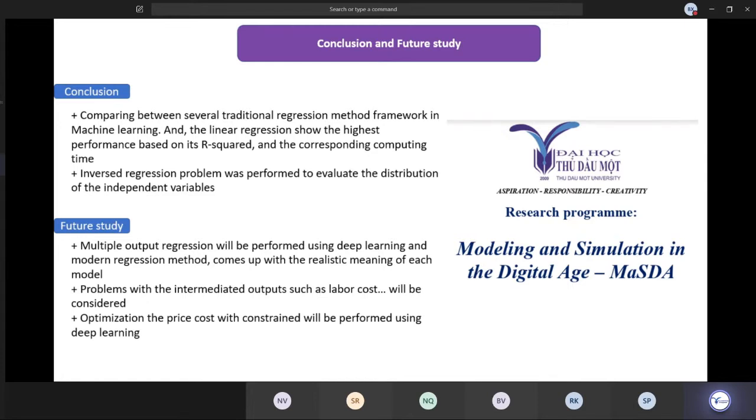For the future study, we will perform multiple output regression using deep learning and modern regression methods, for example gradient boosting, to come up with the realistic meaning of each model. The problem with the intermediate output suggested label codes will also be considered. And finally, the optimization of the price code with constraints when we perform it using deep learning.